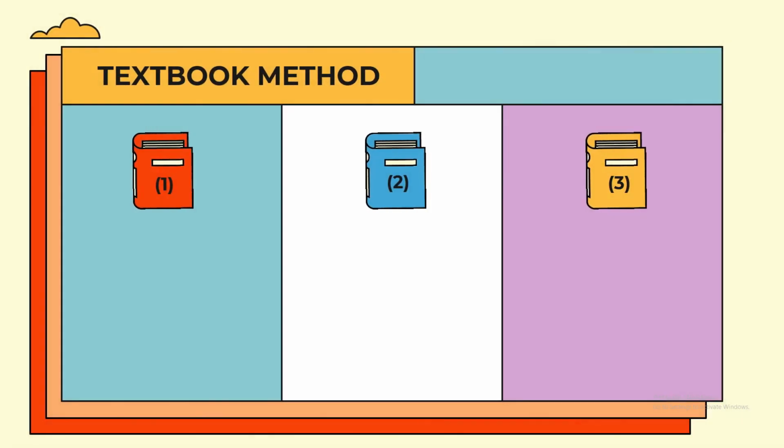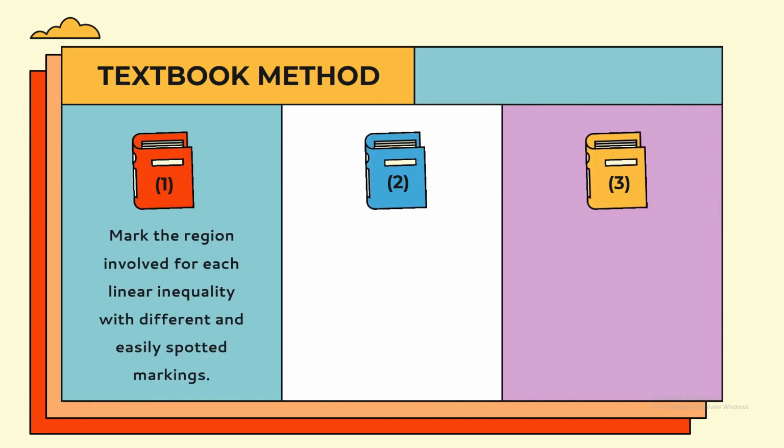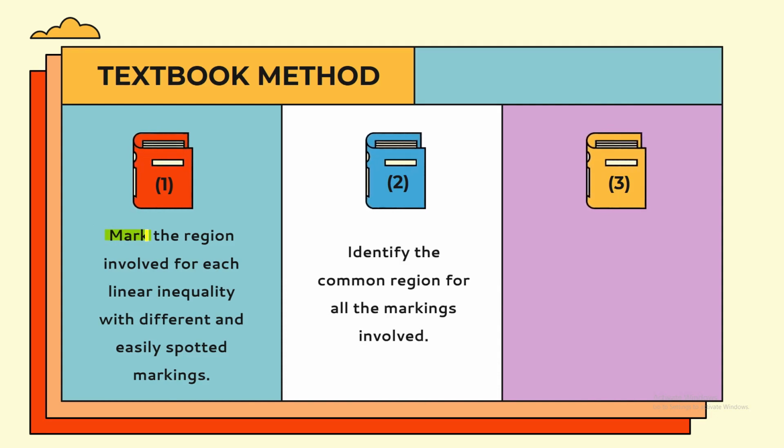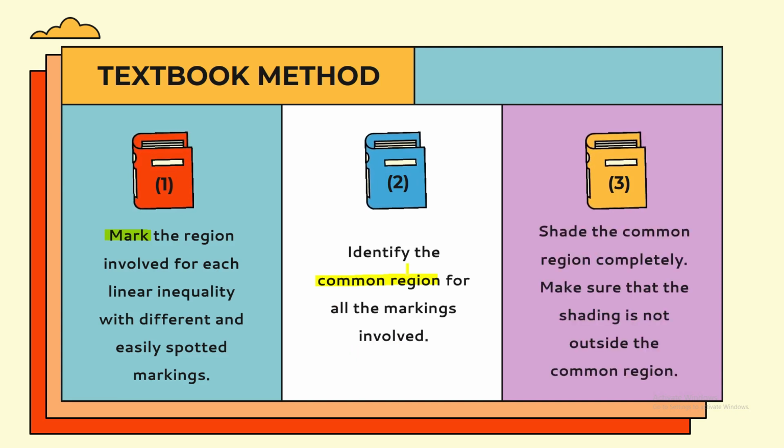Okay, first we're gonna take a look at the textbook method. There are 3 steps. For the first step, mark the region involved for each linear inequality with different and easily spotted markings. You need to mark the region for each linear inequality. And then the second one, you need to identify the common region for all the markings involved. After you mark, you detect which one is in the same region. And then you shade the common region completely. Make sure that the shading is not outside the common region. It must be inside the common region.